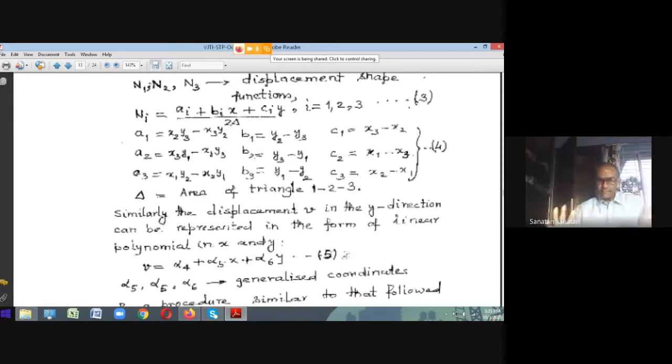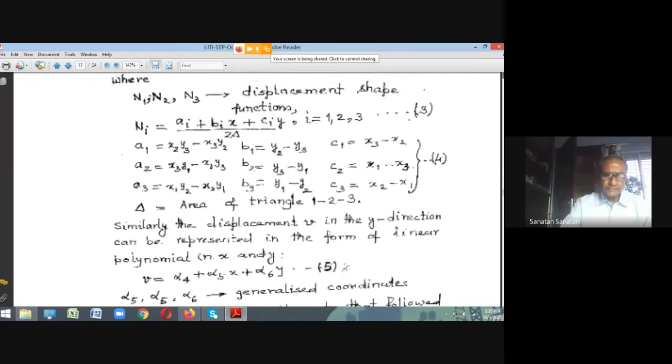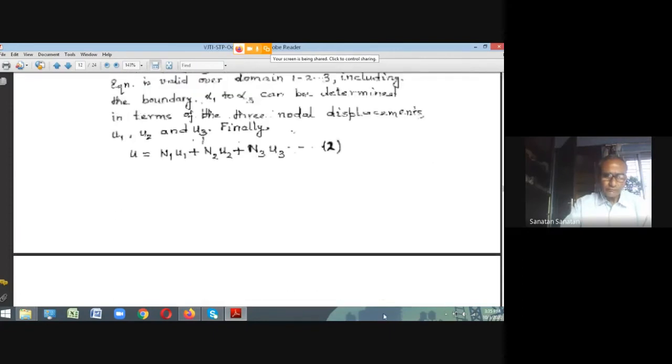So that's how we see that finally we have been able to give the displacement as a function of the 3 nodal displacements. You see, this expression is extremely important. This expression has enabled us to define the displacement at any point on the boundary and the interior of the element in terms of the three corner node displacements N1, N2, N3.